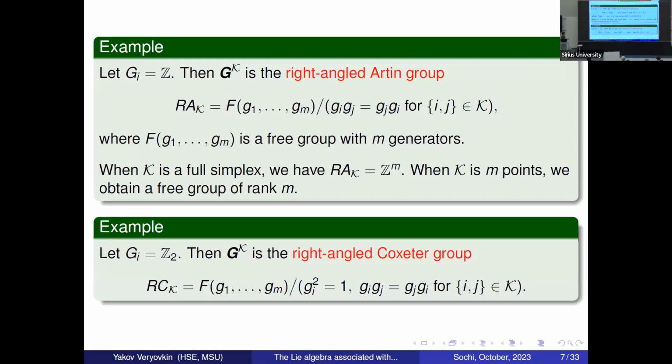We have the next example. G_i equals Z_2, then we get the right-angled Coxeter group. Different from the right-angled Artin group, here we have the relations g_i squared equals 1.